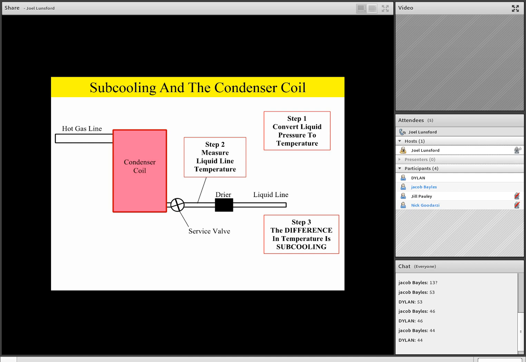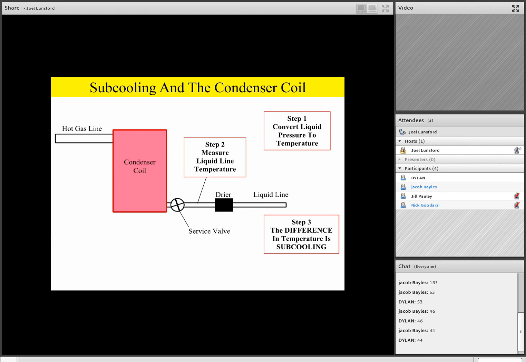And on the condenser coil, if the subcooling is high, that coil is flooded full of liquid. It's exactly opposite of superheat on the evaporator. If the subcooling is low on the condenser coil, it's starved or empty, which is exactly opposite of the evaporator. If we have low superheat, the evaporator is flooded. But if we have low subcooling on the condenser, that coil is starved. It's exactly opposite. Please make a note of that so you can remember that.